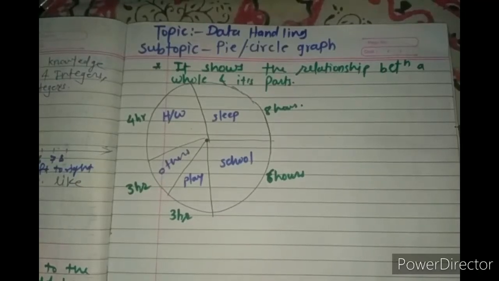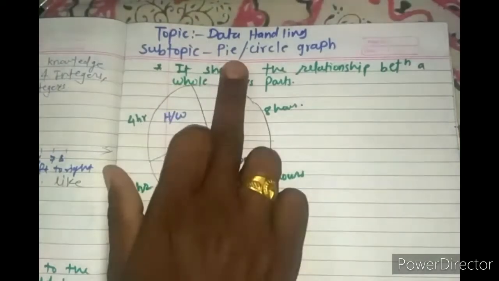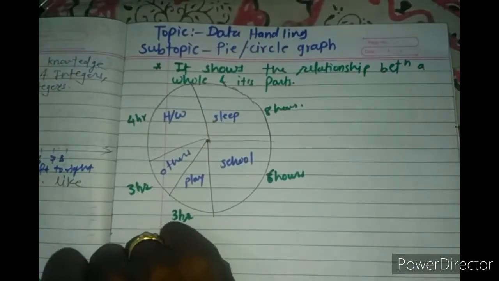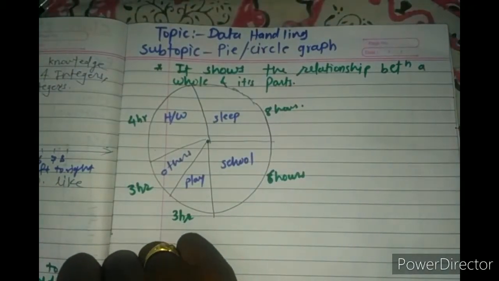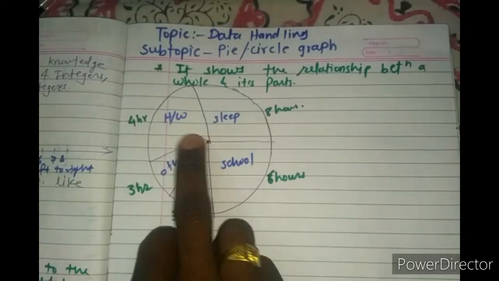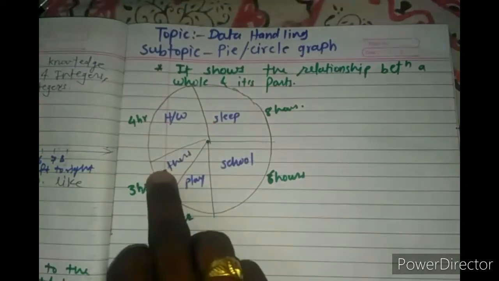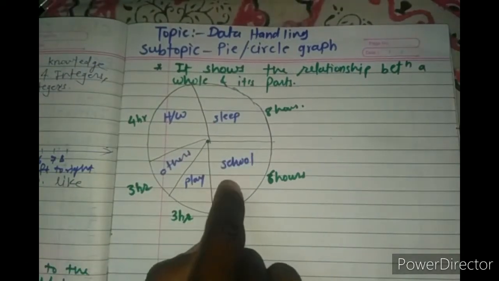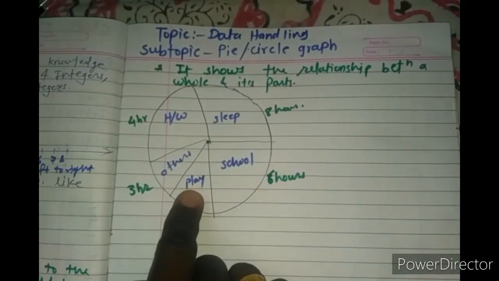Hello students, now we are going to see the next topic after the bar graph and histogram. The next topic of this data handling is the pie or circle graph. What is a pie or circle graph? It looks like a circle, hence the name circle graph, and it shows parts like a pie, right? Just like eating our pizza or a piece of a chapati, right?